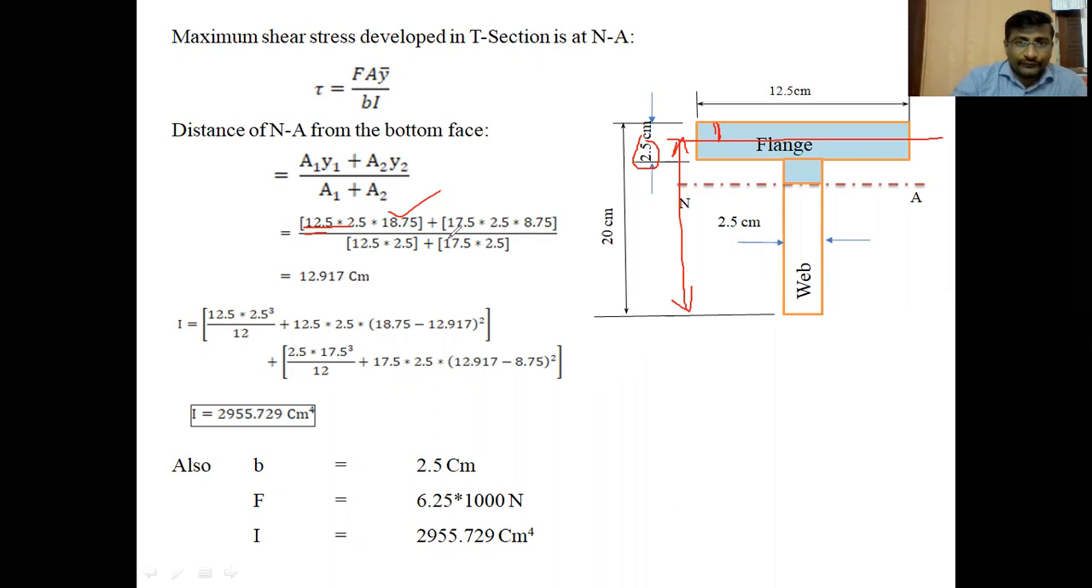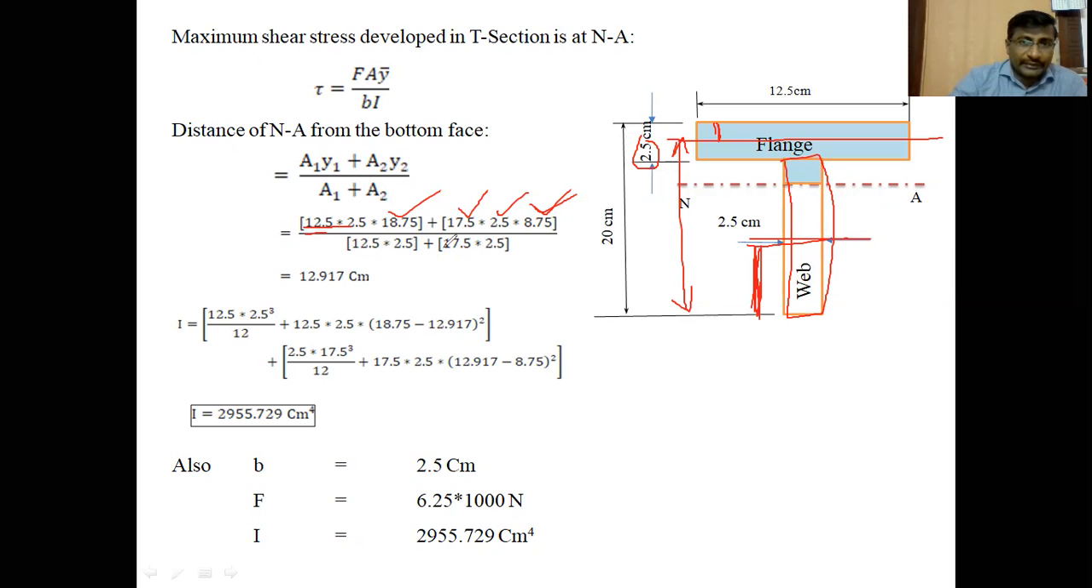So that is the A1y1, plus similarly A2y2. A2 is the area of the web. Height of the web is 20 minus 2.5, that is 17.5, and 2.5 is the thickness of the web. Therefore A2 is 17.5 into 2.5. And what is Y2? Y2 means the center of gravity of this web from the bottom face. Half of the web height 17.5 is 8.75. So 8.75 is the Y2. It is not from the neutral axis, it is from the bottom face, the center of gravity distance from the bottom face. So 8.75 is half of 17.5.